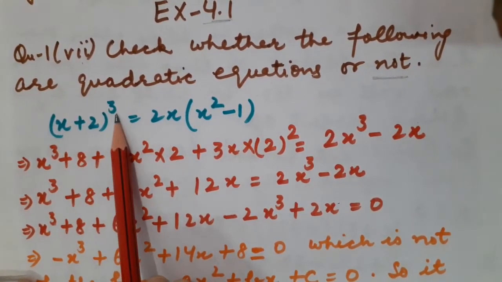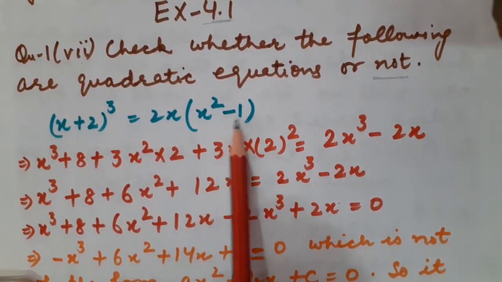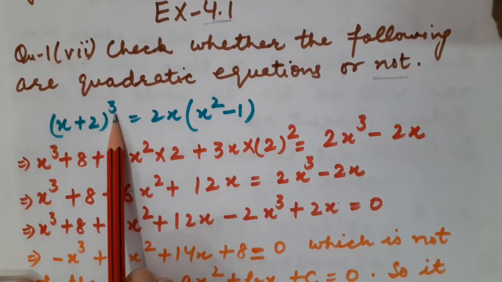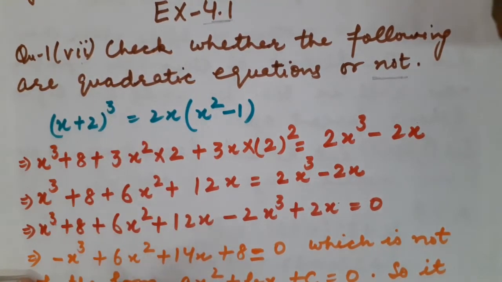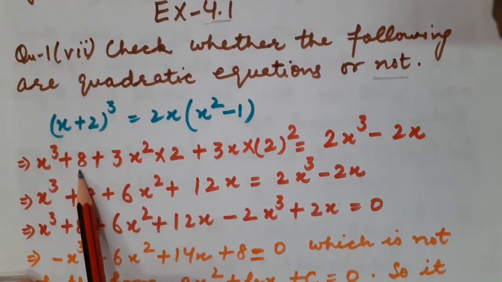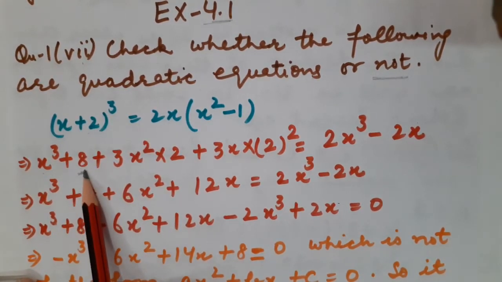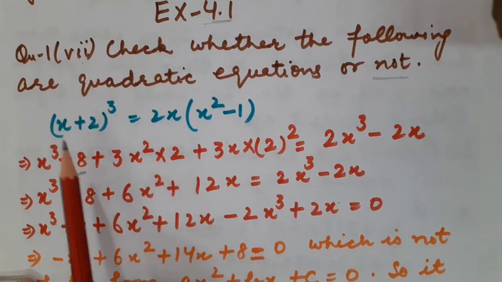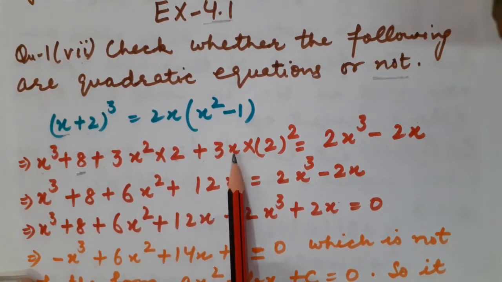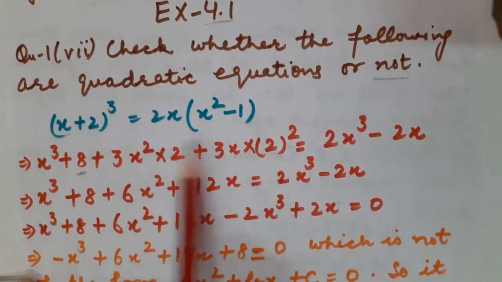This is x plus 2 whole cube is equal to 2x into x square minus 1. Children, this is a plus b whole cube. You know very well what that identity is. That is a cube plus b cube plus 3ab into a plus b. Correct? Or even I can say 3a square b plus 3ab square. Okay, now a cube, that is x cube, plus b cube, that is 2 cube, means it would be 8, plus 3a square b. What is a? X. A square b. B will be written as it is. Plus 3ab square. This is 3a and this is b square.